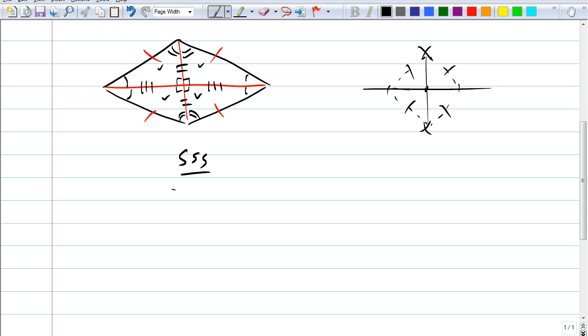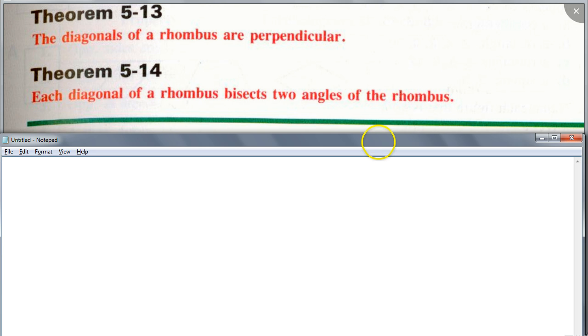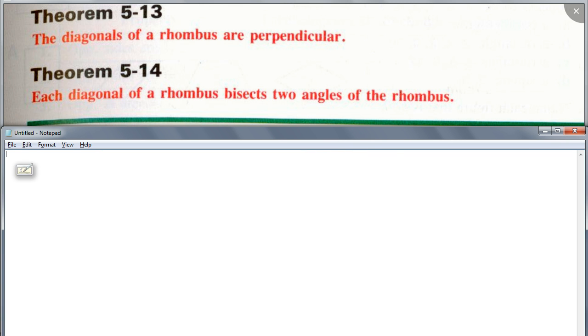So, what else can you tell me about the diagonals? Not only are they perpendicular, they also do what? Bisect the opposite angles like this. Does that make sense? Okay, so guess what our next theorem is? So look at how they say it. This is what they mean by that picture we just showed you. Each diagonal of a rhombus bisects two angles of the rhombus.